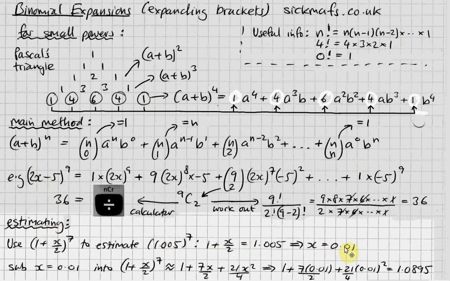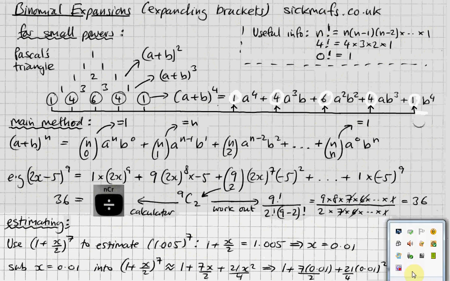So in this case x is equal to 0.01. Stick that into this expansion. Can you see I replace the x with 0.01, and you work that out and it gives you 1.0895, which is roughly equal to 1.005 to the power 7. And that is the end of the video.